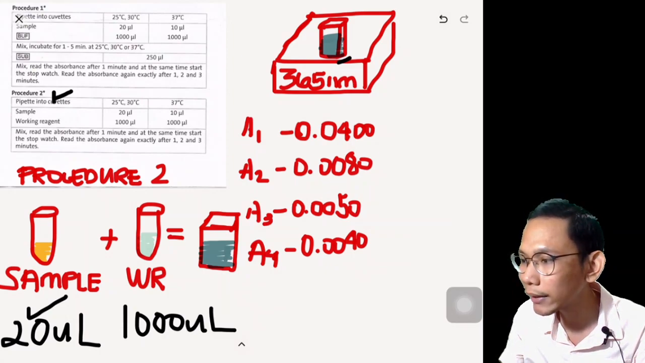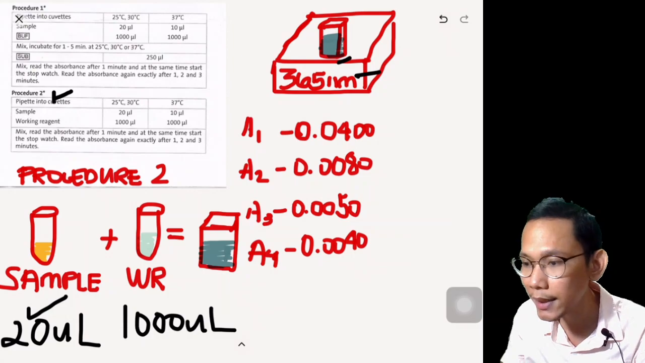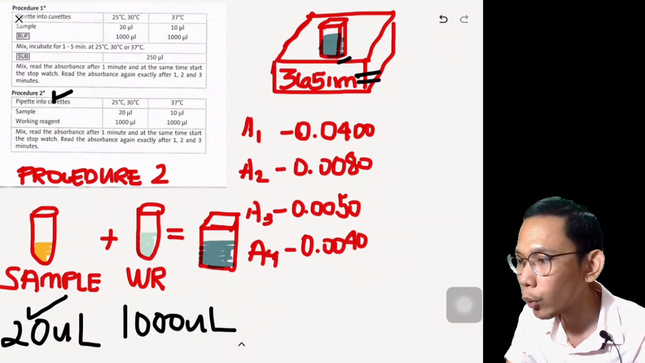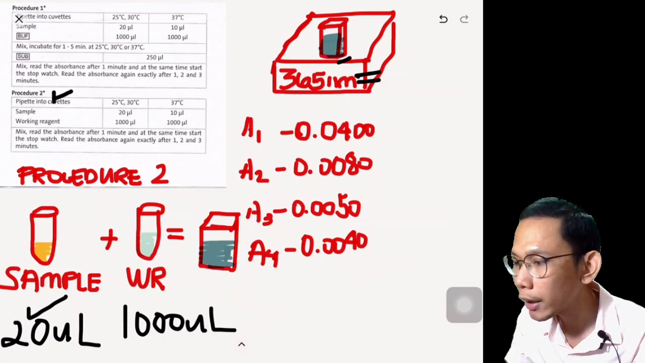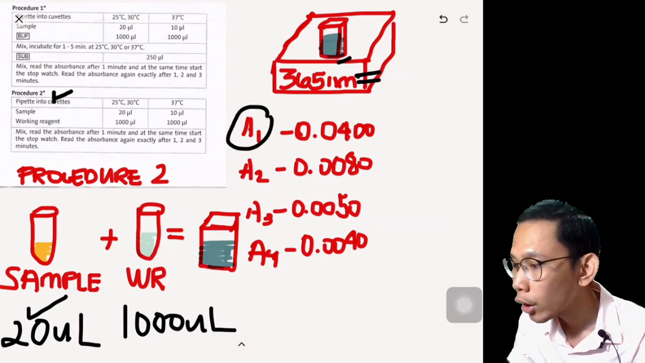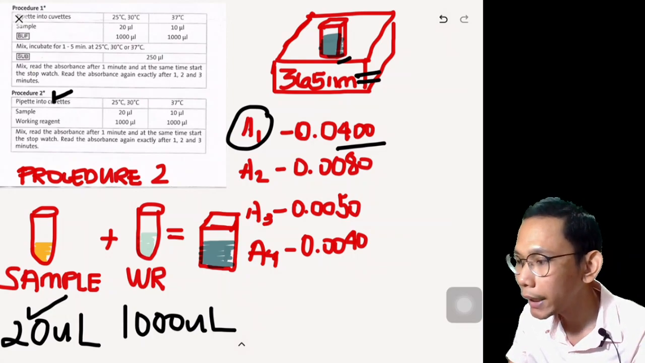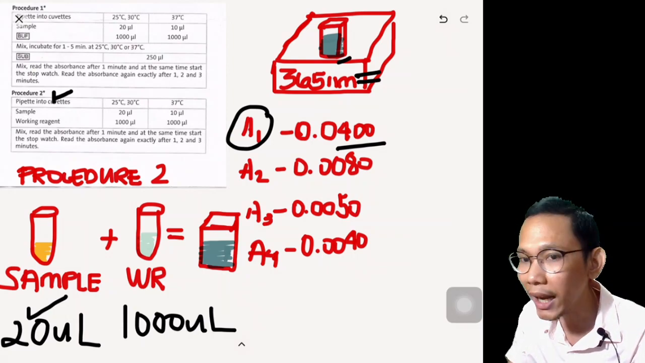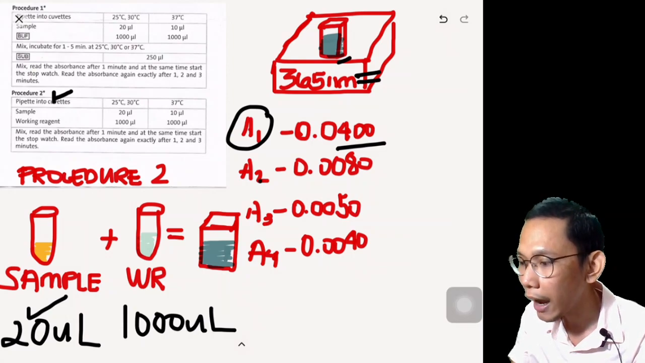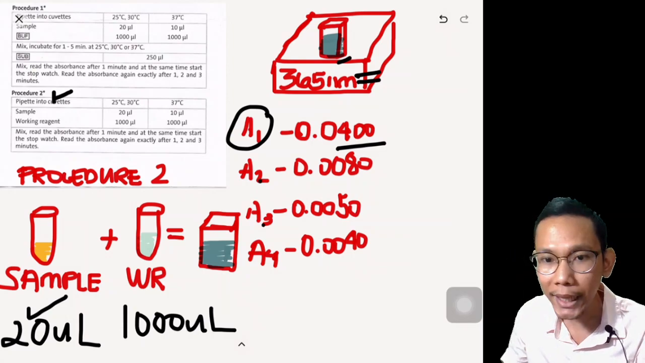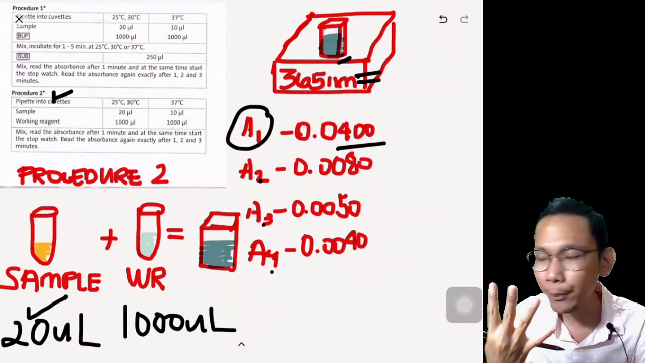The wavelength we used, remember, is 365 for this case. So, mix and read the absorbance after 1 minute. After 1 minute, you check the absorbance. For the first minute, the result was 0.400. Next, at the same time, start the stopwatch. Read the absorbance again exactly after 1 minute, after 2 minutes, and after 3 minutes. Meaning, we will have a total of 4 absorbances.